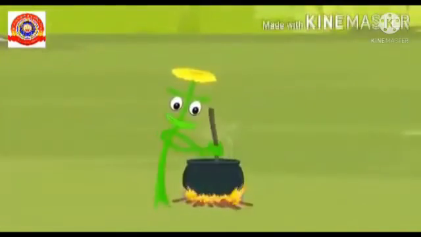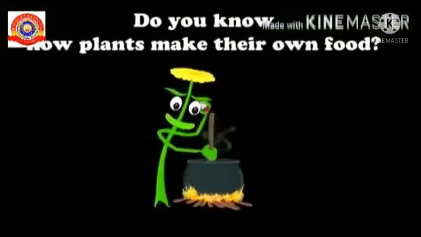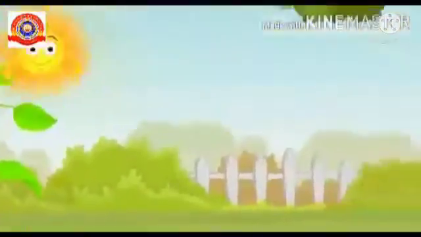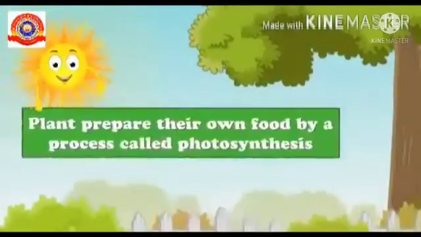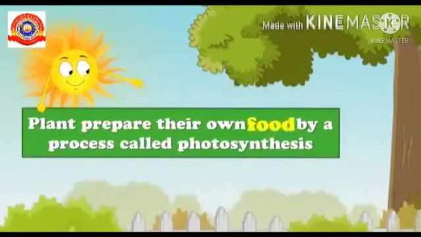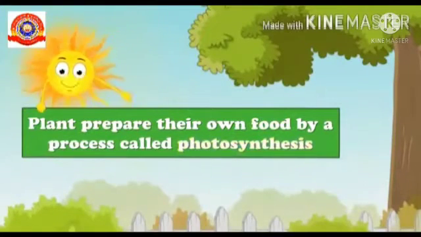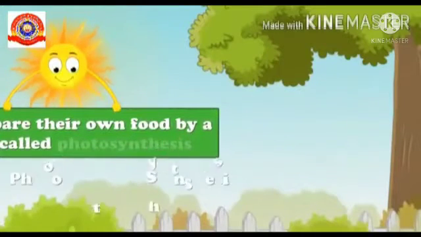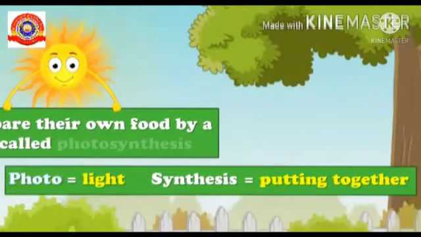Do you know how plants make their own food? Is it like this? No. Plants prepare their own food by a process called photosynthesis. What is the meaning of this word? Let's check. It is a combination of two Greek words, photo and synthesis. Photo means light and synthesis means putting together.